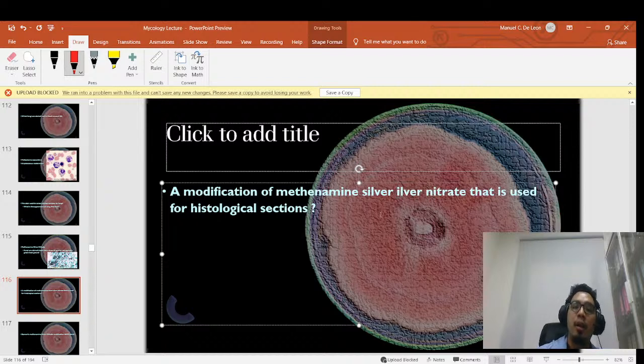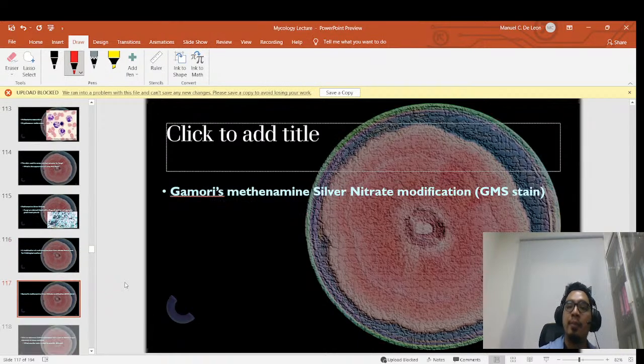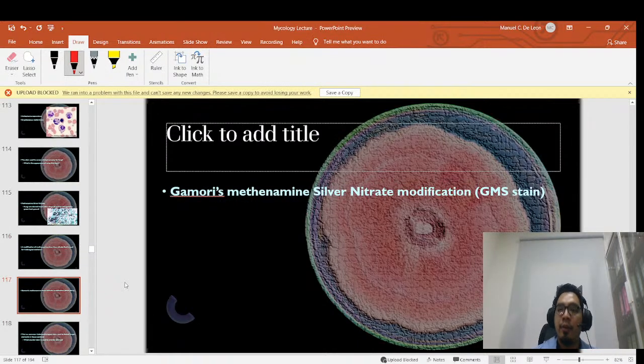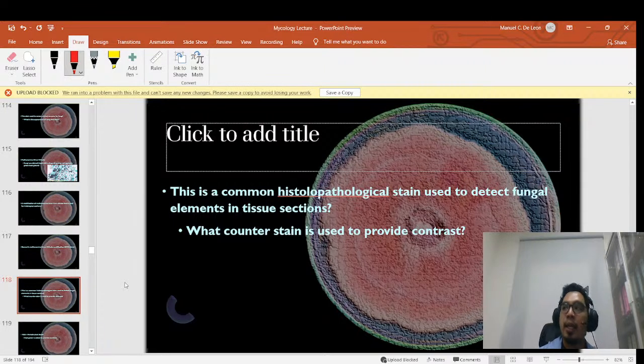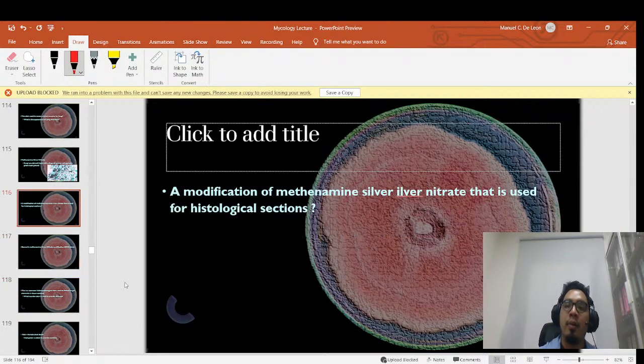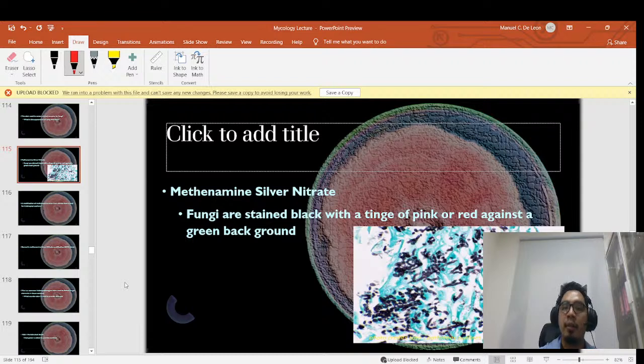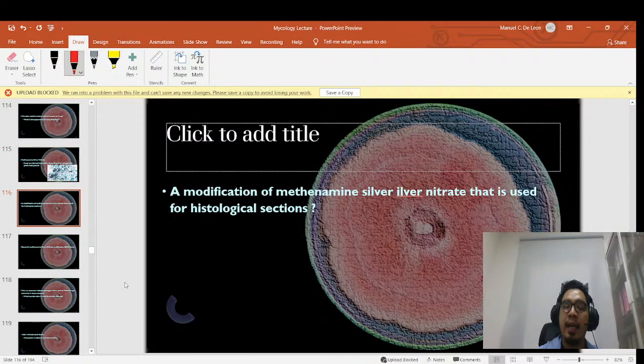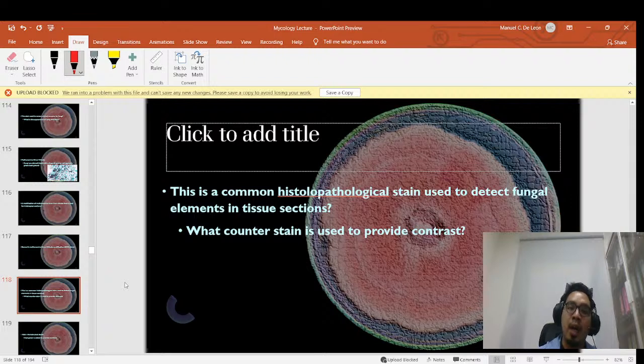All right, modifications of methenamine silver nitrate that is used in histological sections. We use Gomori methenamine silver nitrate, or GMS. Again, it's used as a screening tool, a common histopathological stain used for direct detection of fungal elements in tissue sections. Methenamine silver nitrate is basically a screening test. We want to assure that the sample has fungi. But this one, we're not necessarily looking for fungi.